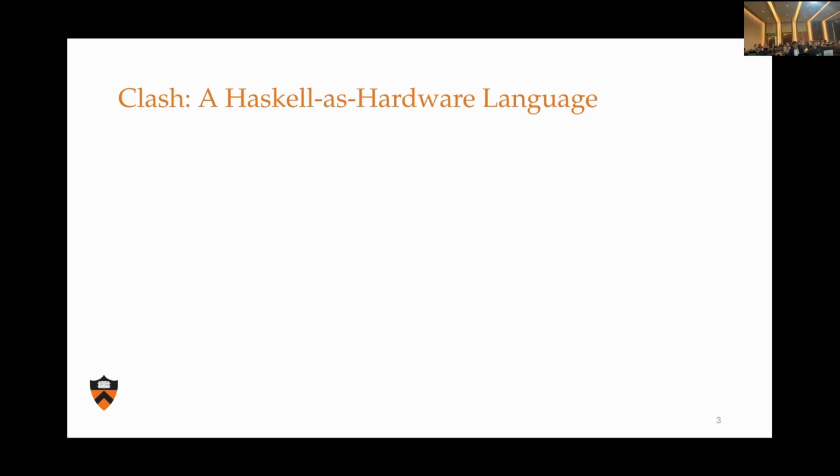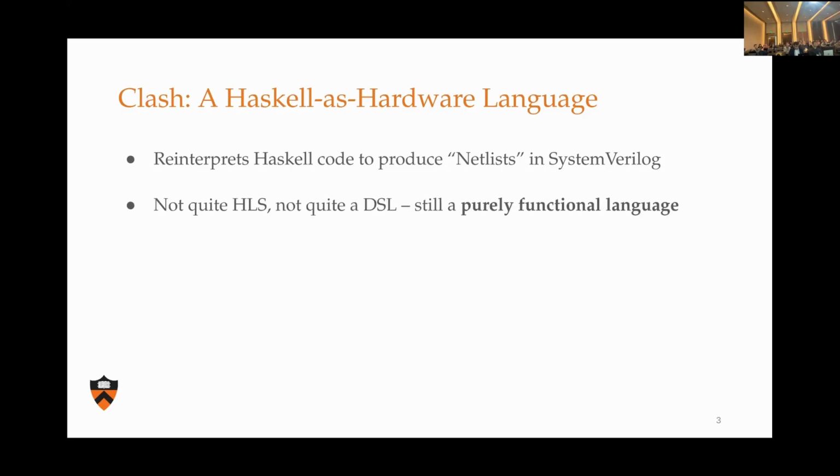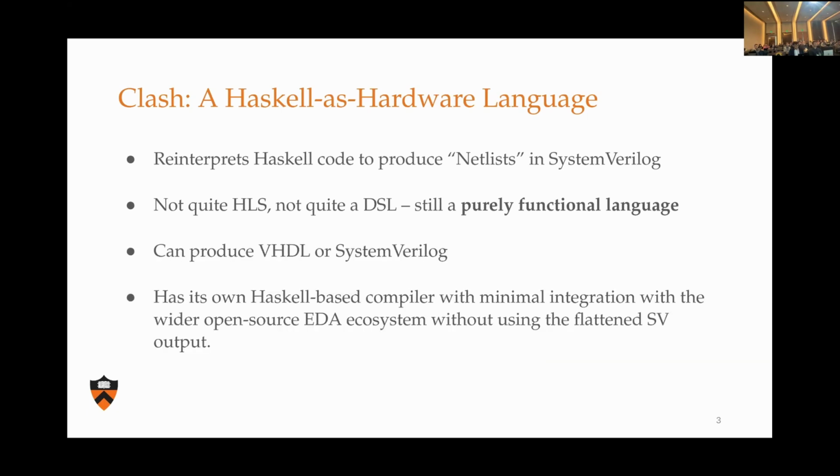And so that comes to the question, okay, how do we support something like Clash? What is Clash? Clash is a Haskell as a hardware language, which means it's literally just Haskell code that gets reinterpreted to produce a netlist. So it's not quite HLS, it's not quite a DSL, but it's still a purely functional language that we want to support in our compiler. This can produce VHDL or SystemVerilog, and it has its own Haskell-based EDA infrastructure, but it's not very unified with the rest of the open source ecosystem. So how can we make that a bit better?